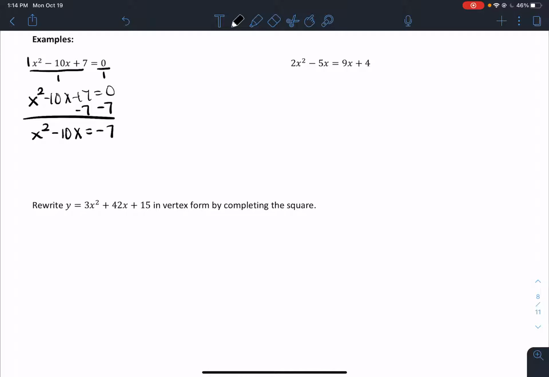Now, I take my middle term, 10, or negative 10. I divide it by 2. That's negative 5. I square it, that's 25. And I add that to both sides.